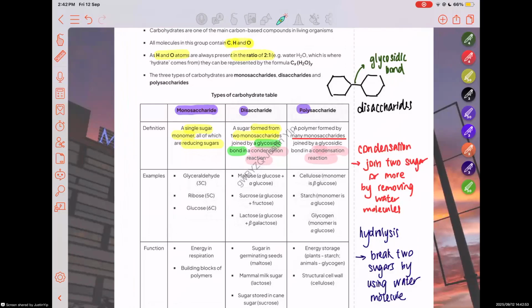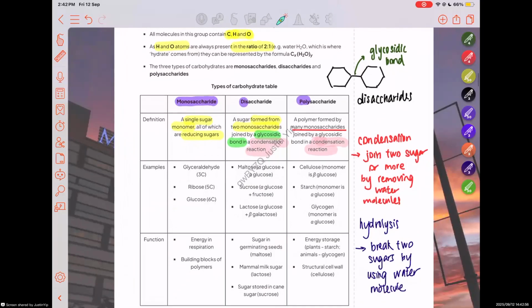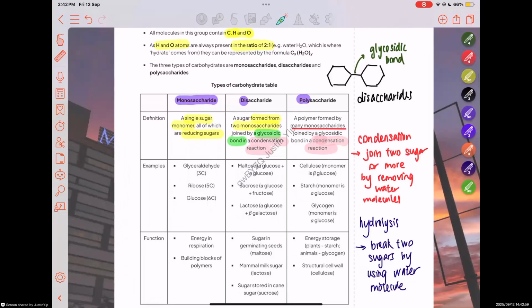Each different class has its own function. First one, your monosaccharides are used for energy in respiration. That means they provide energy for us in our daily life, because they are the simplest sugars and they can react very easily. Secondly, we got building blocks of our polymers. Monosaccharides actually form a lot of polymers. For example, your starch or your glycogen are formed by alpha glucose, right? Then your cellulose is formed by beta glucose.